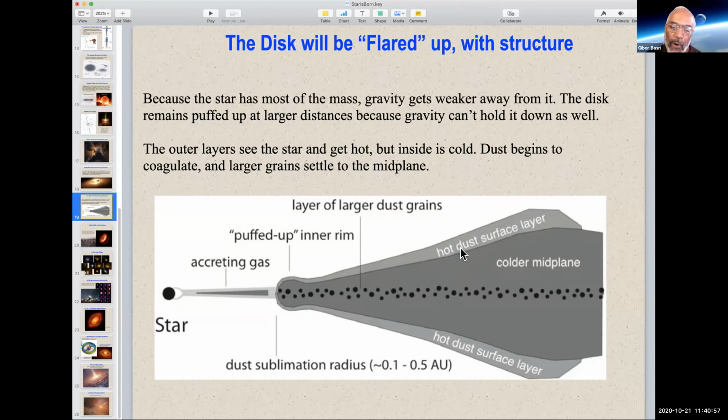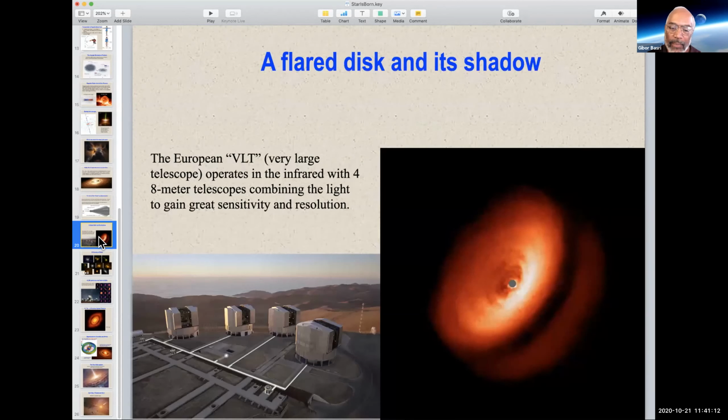So, and then this part here, because this disk is flared like this, it can still see the star. So there's a hot outer layer, and then this is shielded from the star in here, and that's cold. And dust begins to coagulate and settle in there. Now, in case you didn't believe that, here's an actual picture of a star-forming disk. It's about 400 light years away from us. And only in the last 20 years or so have we gotten good enough with our techniques to actually make an image that can see something with this much detail that far away.